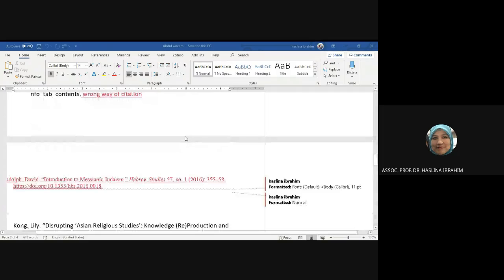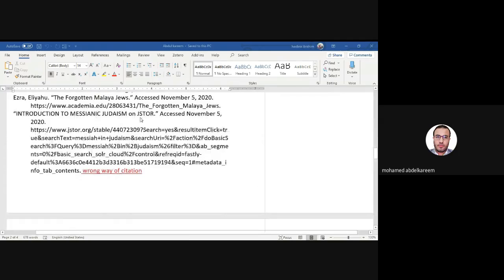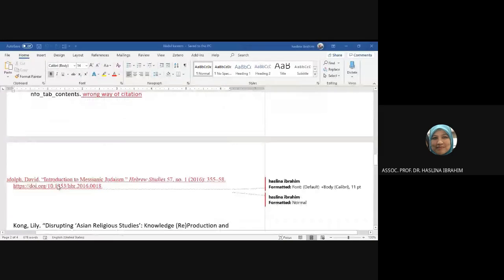I have to do it manually because if I'm not mistaken, the title is all in capital letters, as you can see here: Introduction to Messianic Judaism. So I have to correct it manually in the relevant section. And then I sync, after that I copy bibliography and this is the outcome. So this is the right way of typing.